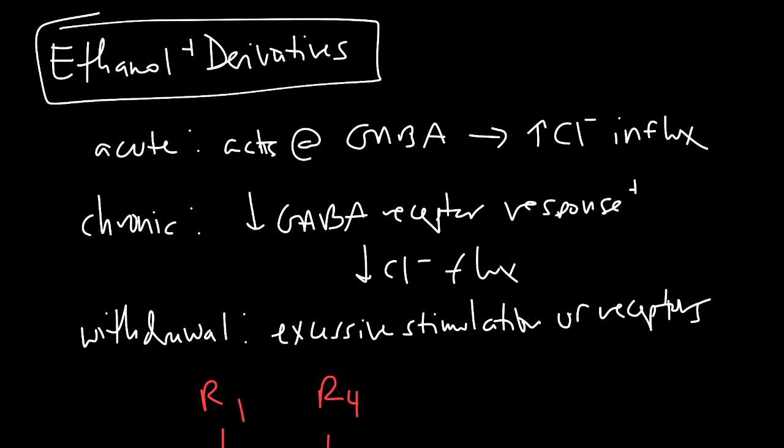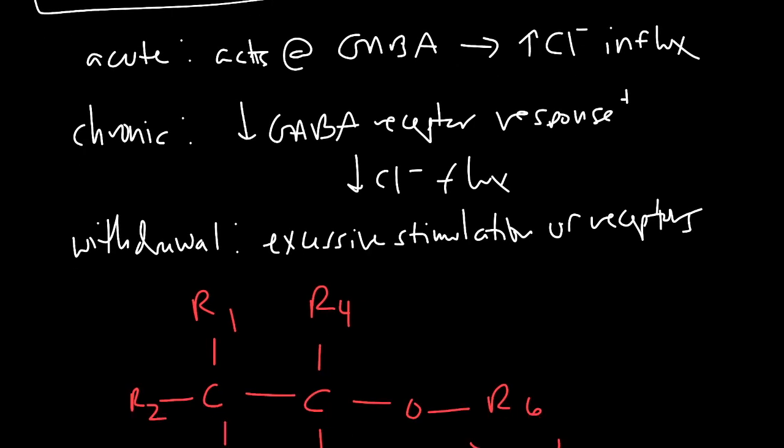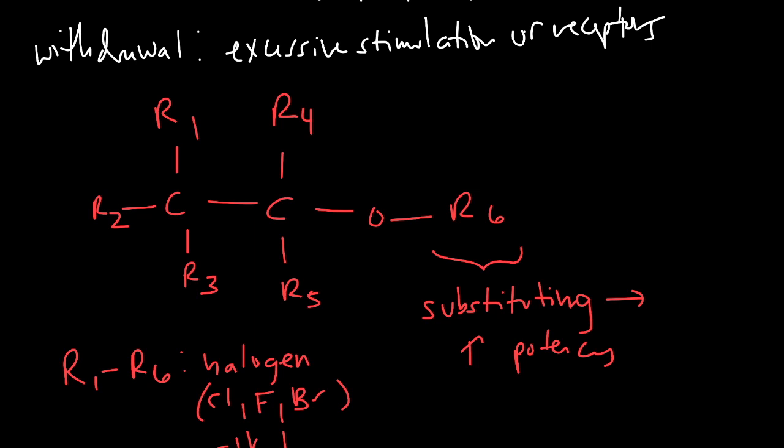So finally, we're going to talk about your ethanol and your derivatives. Acutely, they act on GABA receptors to increase chloride influx. Chronically, they decrease GABA receptor response and decrease chloride influx because of tolerance and dependence. Withdrawal effects are caused by excessive stimulation of receptors. So here is your general structure of your ethanols. They're basically a chain of carbons, and on these chains of carbons, you can have substituents. And at the end, you have an oxygen, which can be attached to hydrogen or to a substituent.